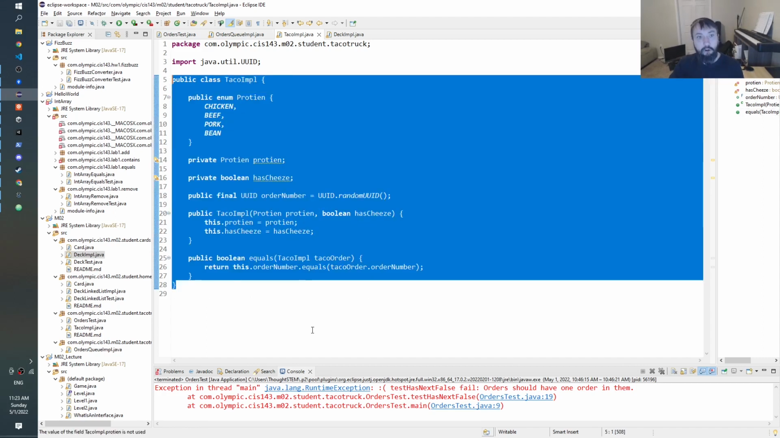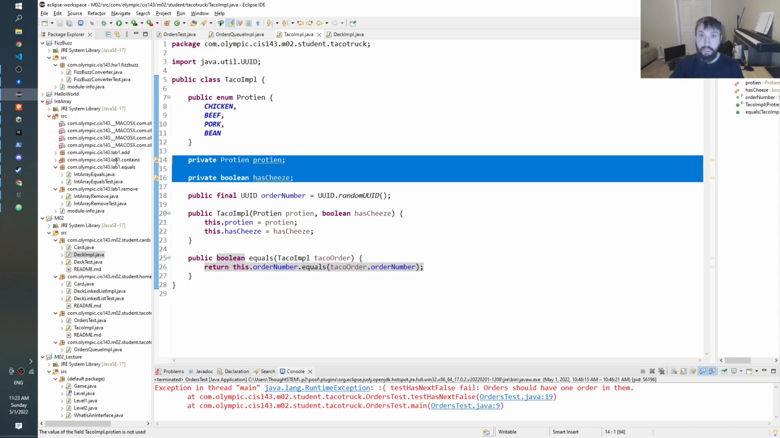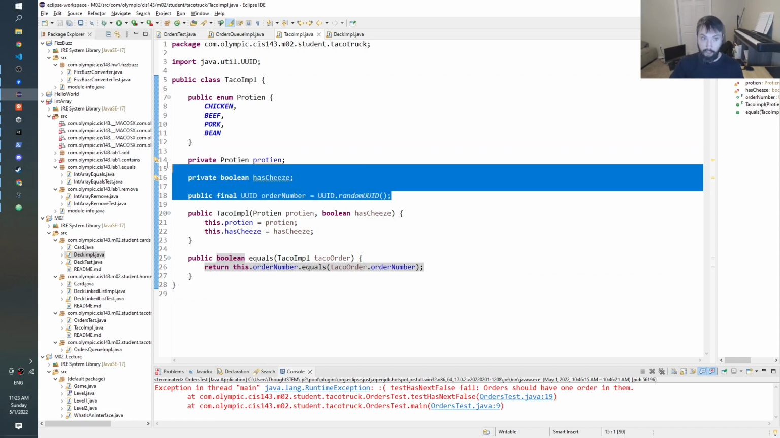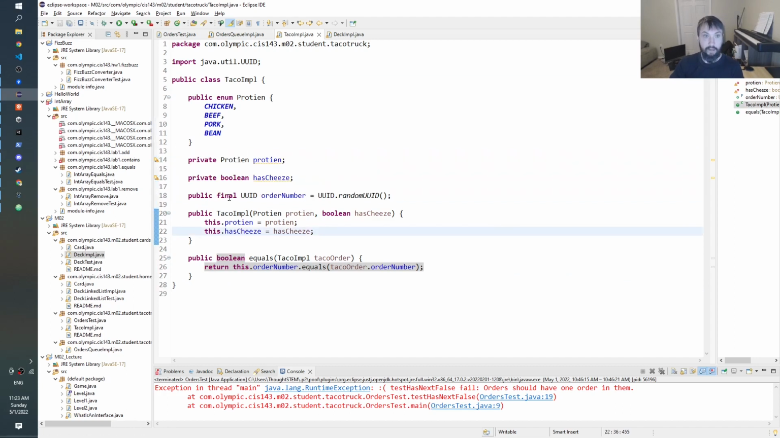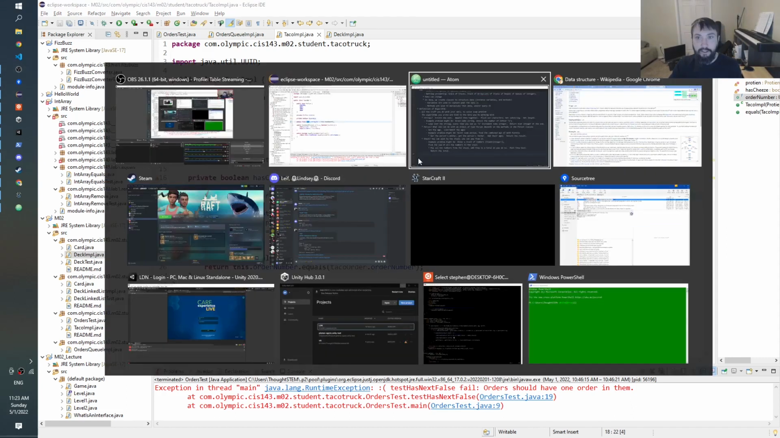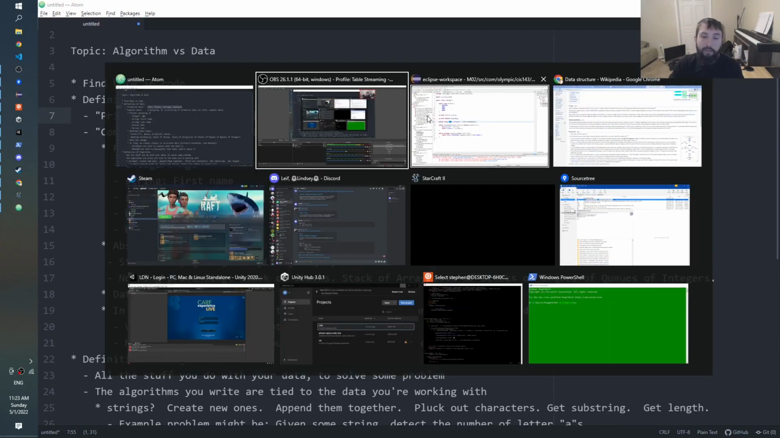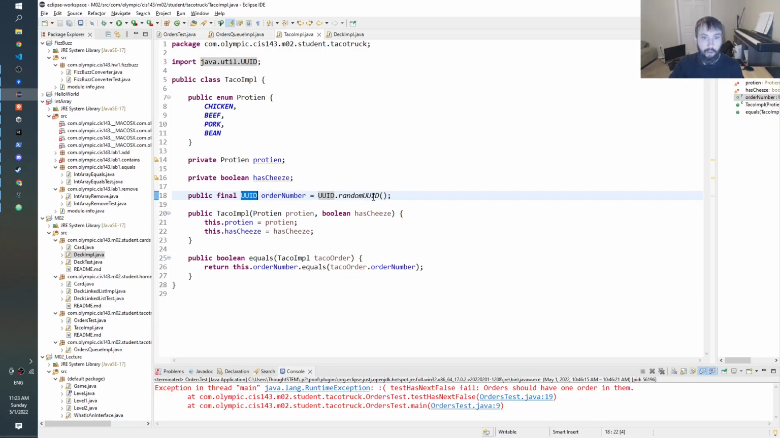So even this simple class here mixes together two things. It's a data structure: protein, whether or not it has cheese, and an order number. It's got three primitive datas here. So we have a final UUID. We didn't talk about that over here in my list of primitive datas, but that's one of them. But honestly, I think you can just think of it as a large number. It has a Boolean. That one we did talk about. That's a very common primitive data.